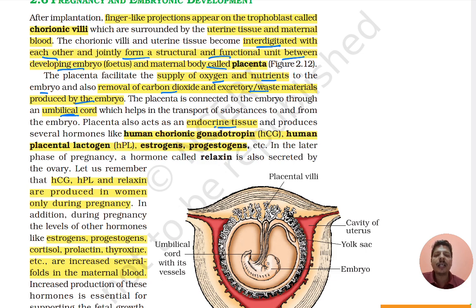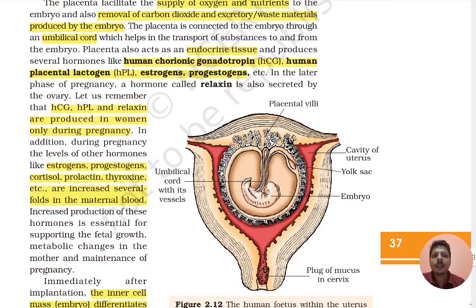It also acts as endocrine tissue because it produces several hormones that are HCG, human chorionic gonadotropin, HPL, human placental lactogen, estrogen, progesterone, etc. And later relaxin is also produced by the ovary. So during pregnancy, the level of hormones like estrogen, progesterone, cortisol, prolactin, thyroxine are increased in the maternal blood.